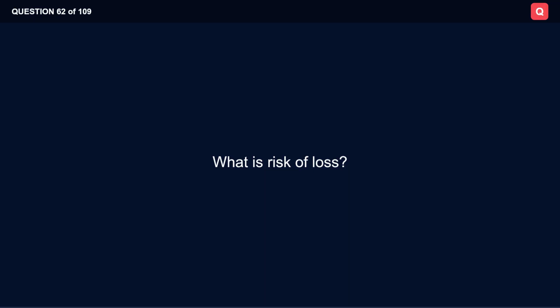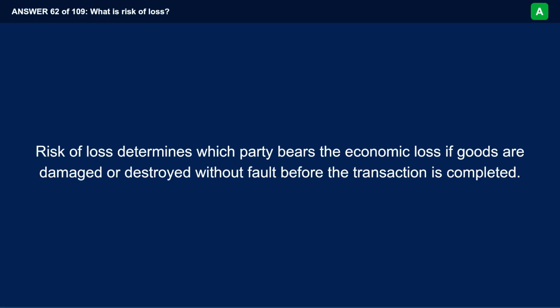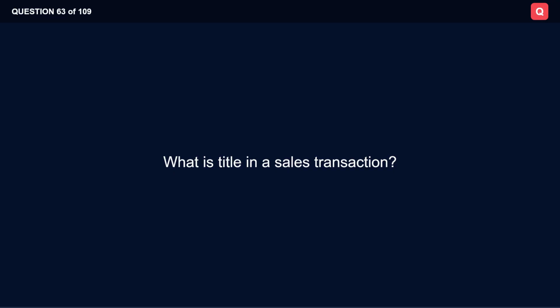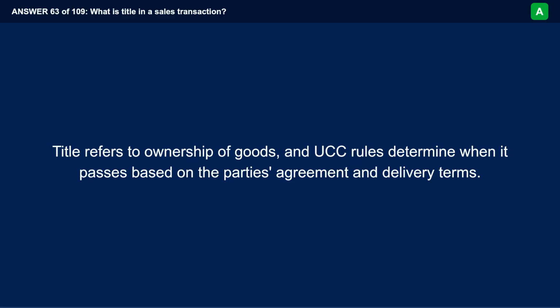What is risk of loss? Risk of loss determines which party bears the economic loss if goods are damaged or destroyed without fault before the transaction is completed. What is title in a sales transaction? Title refers to ownership of goods, and UCC rules determine when it passes based on the parties' agreement and delivery terms.